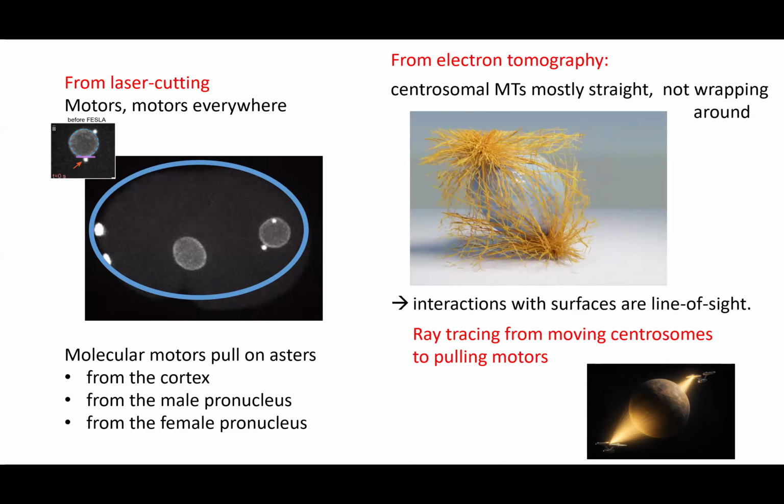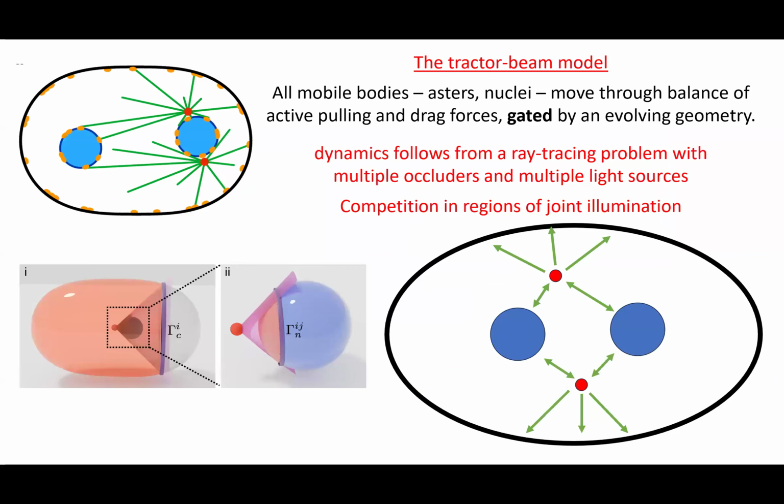So we call that the tractor beam model. Here's the tractor beam model: here are the centrosomes, and there's motors on every surface. There are other laser cutting experiments you can do to show the female pronucleus is also covered with motors. That's why they rush towards each other at some point. And so you have shadowed regions. This guy here can't access motors on this side, and there's regions where neither of them can access motors. This kind of gating of the dynamics by basically ray tracing effects is very important to reproducing what you see in the experiments.